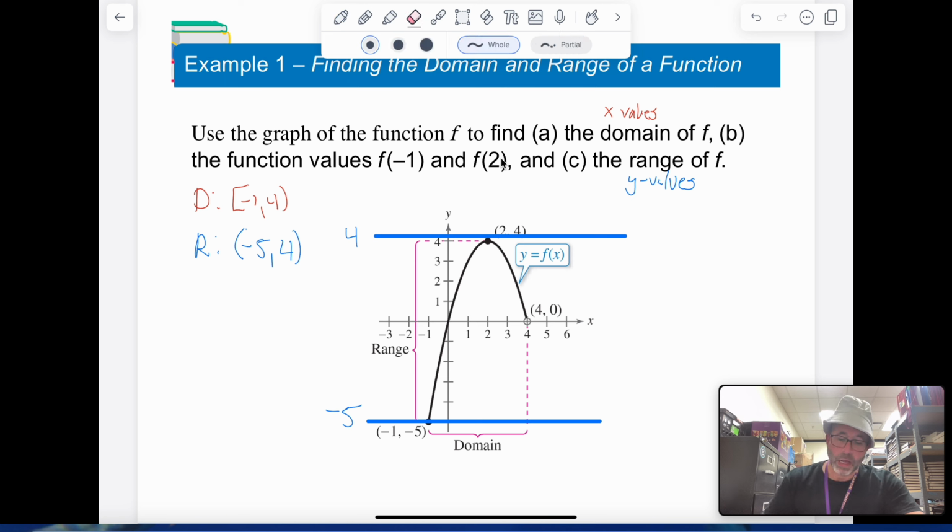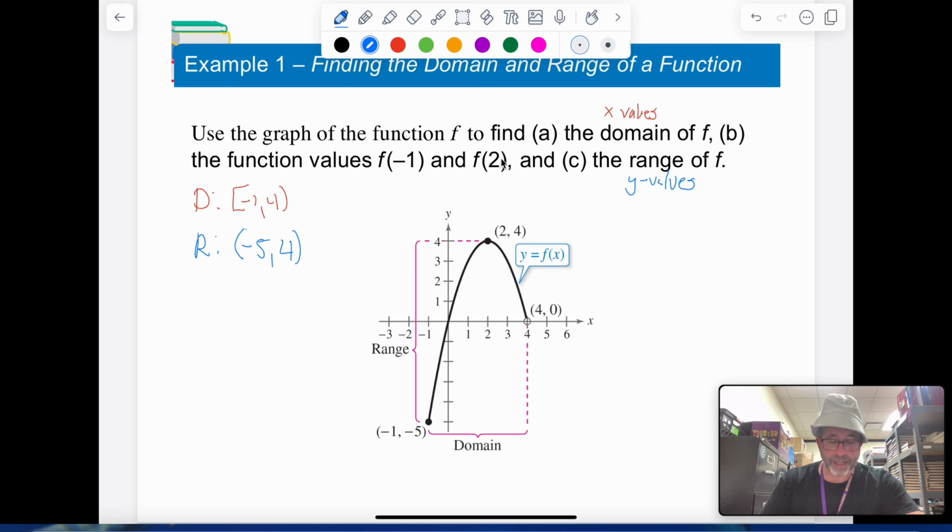All right, next. They want us to evaluate the function f of -1. What this is saying is, when x is equal to -1, what does my function equal?